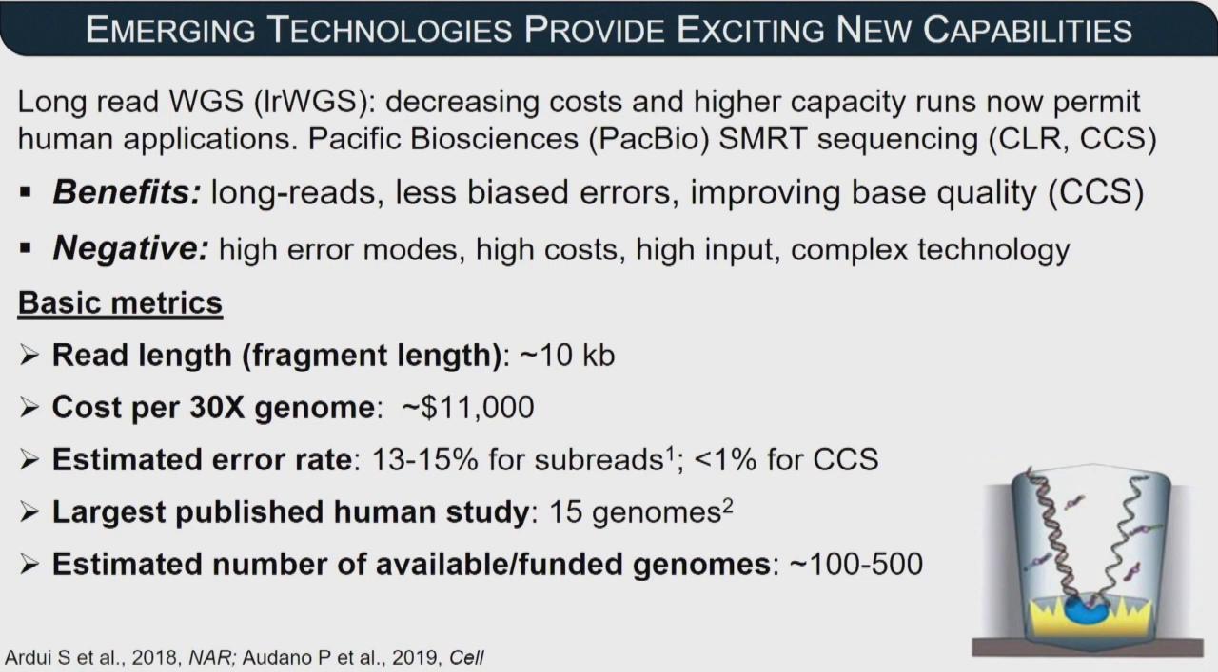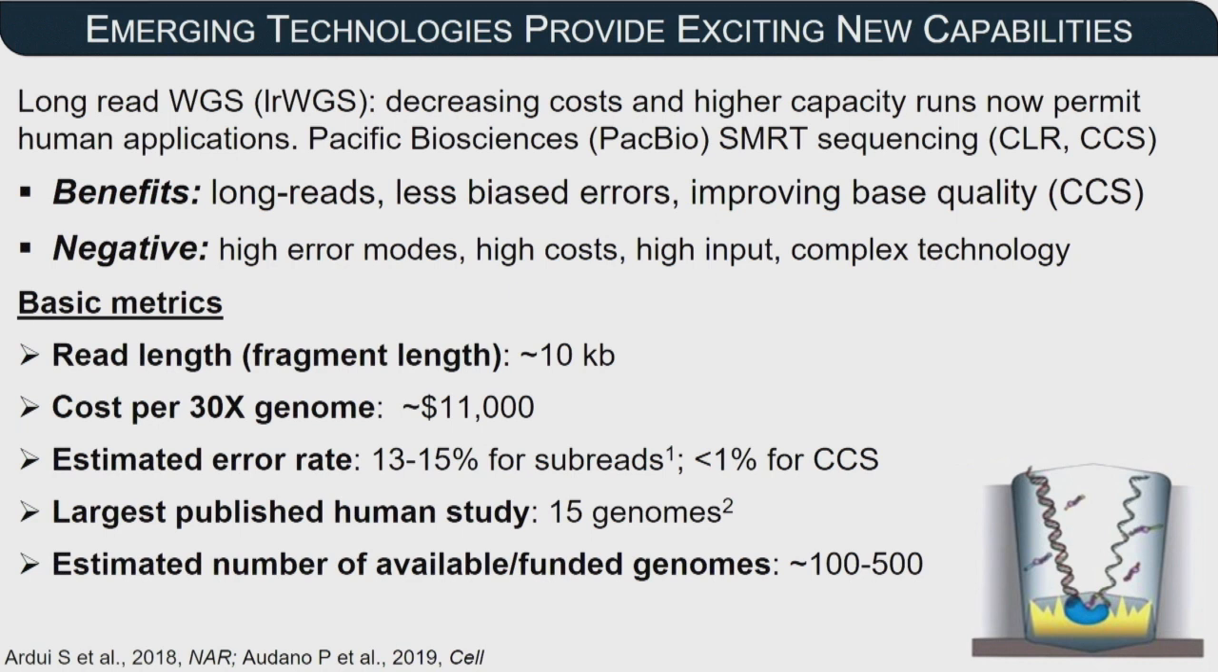We're at about $11,000 for a 30x genome. At least this is on the Broad sequencing platform when everything's incorporated. Somewhere around 5,000 or 6,000 for a 10x genome. And the error rates are quite high, like I said, 13 to 15% for subreads in the old CLR mode, although they're getting to less than 1% for CCS. So that's starting to get actually very encouraging.